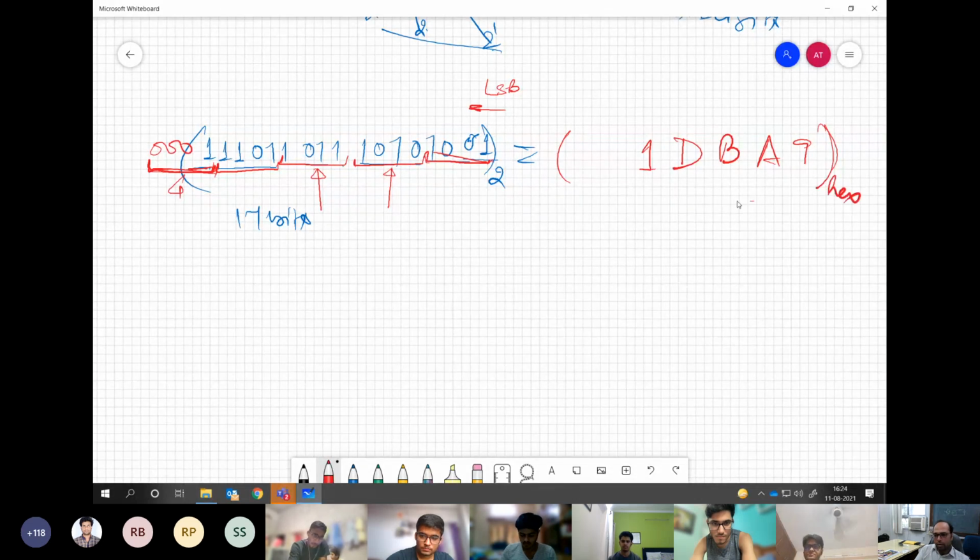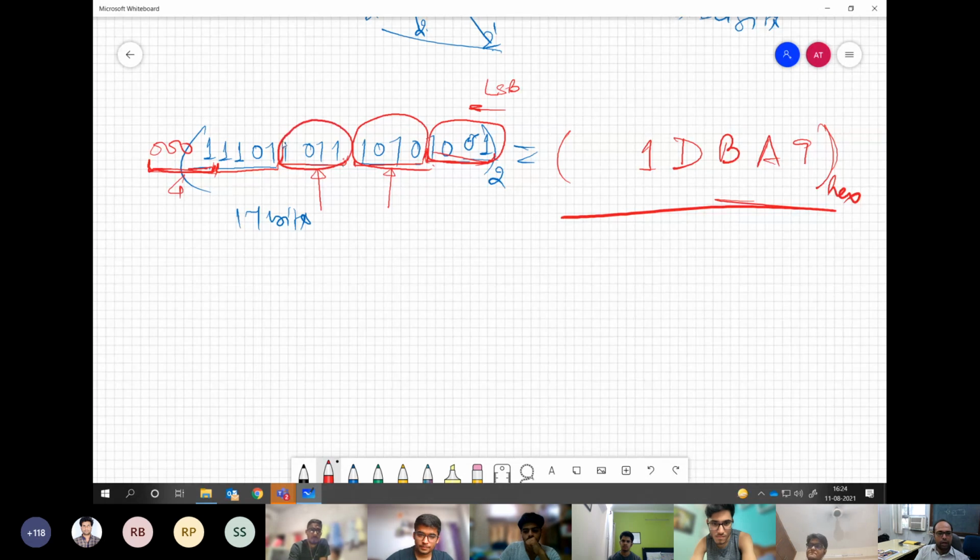Fine. Any confusion in this? So what we are doing, we are simply pairing it up in 4 bits and then we are converting it to the corresponding hex number. This is very simple. Now I tell you the advantages of all these number systems.